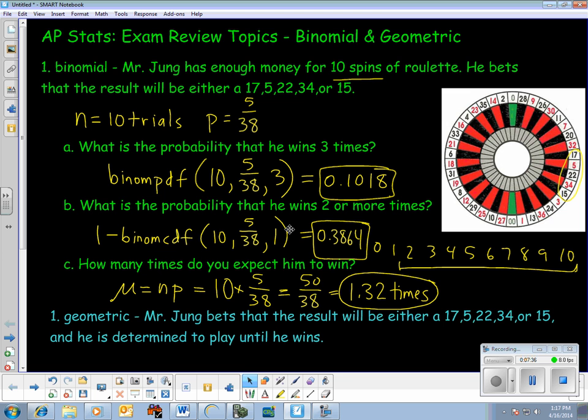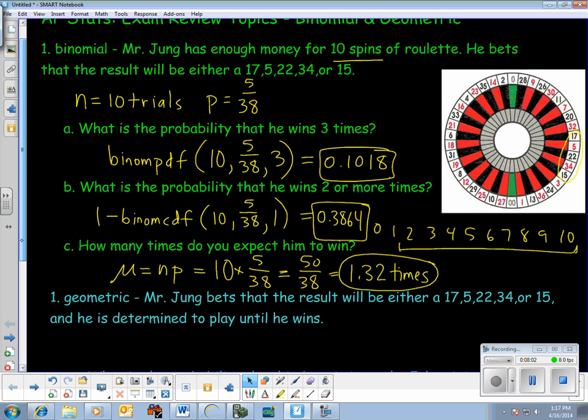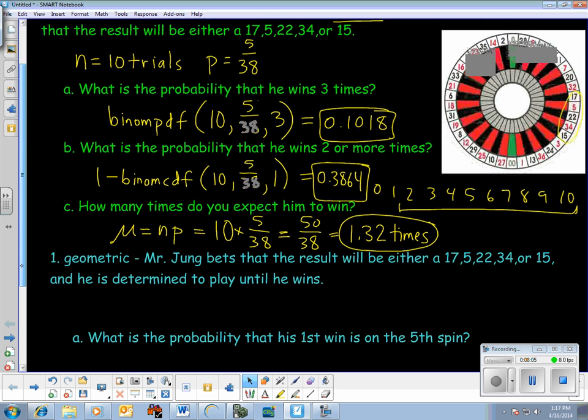But on average, if everybody in the room played 10 times with this same strategy, on average, they would win 1.32 times. Or if Mr. Young went every day of the year and played 10 times and wrote down how many times he won, it would average out to 1.32 times. The expected values don't have to make sense in the real world, as in discrete values can be continuous with expected value. Let's change tunes to geometric.